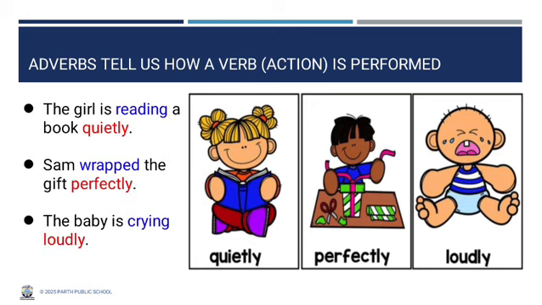Like, the girl is reading a book quietly. Sam wrapped the gift perfectly. The baby is crying loudly. The words that are highlighted with blue are verbs or actions like reading, wrapped, crying, and how these actions are performed like quietly, perfectly, loudly. All these are adverbs.